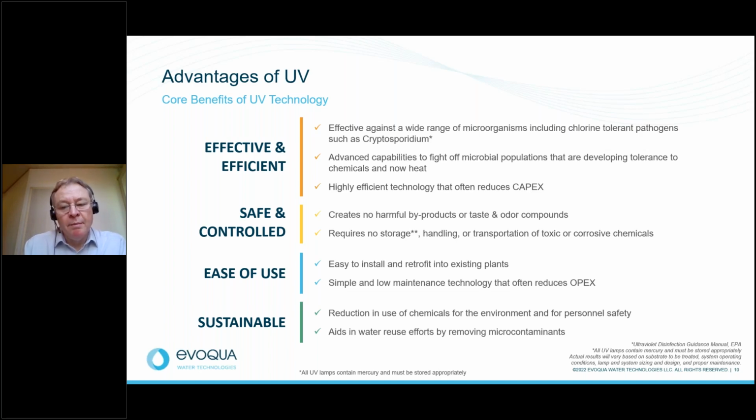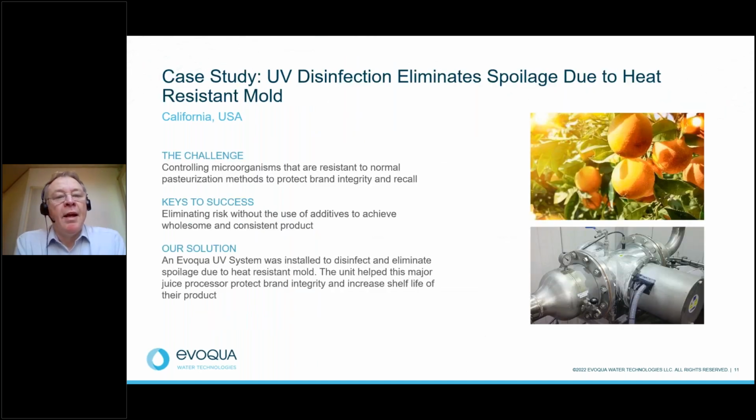Just a quick couple of case studies. Again, names have been withheld to protect the innocent. The first one is a case study from California, the USA. In this case, the producer was challenged with organisms that were resistant to the existing pasteurization process. The presence of these organisms in the final product could affect both product quality and even product recalls.